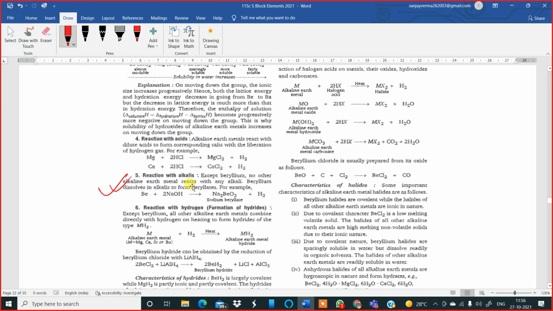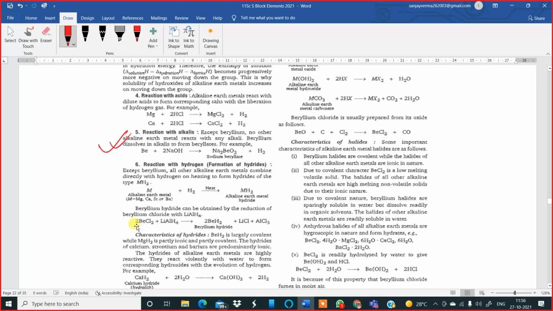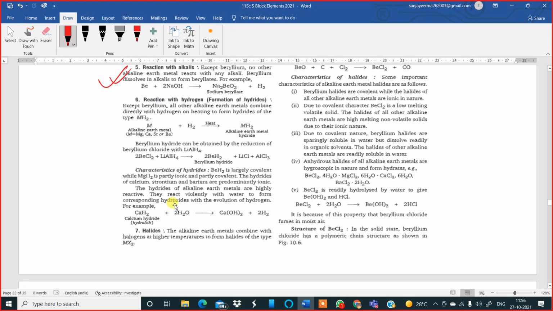Only beryllium. Then reaction with hydrogen. Talk about the elements over here, whether it is magnesium, calcium, strontium, barium, they react with hydrogen to form alkaline earth metal hydrides. Now, beryllium hydride can also be obtained by the reduction of beryllium chloride with lithium aluminum hydride. That is a reducing agent. We will not go through the characteristics.